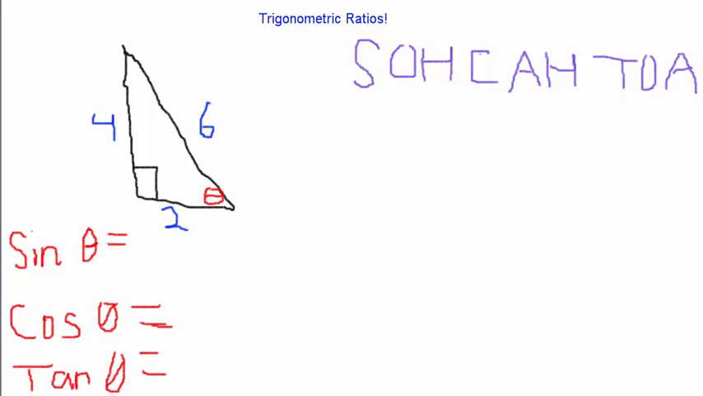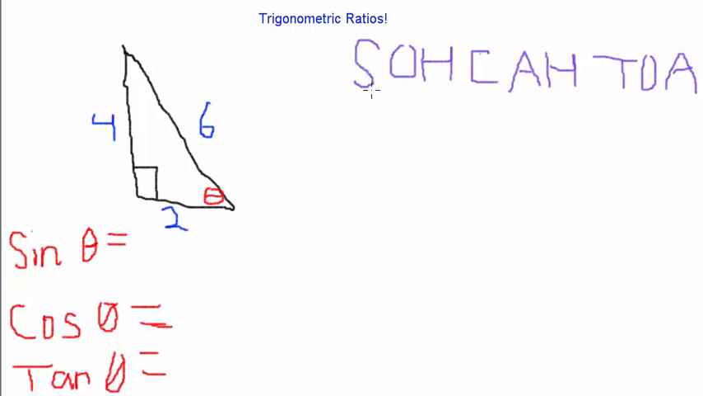Hello everybody, today we're going to be dealing with trigonometric ratios in our journey in geometry. So what exactly are trigonometric ratios? Well, we have the first three here, which are the sines, the cosines, and the tangents. And so we can find these values using the mnemonic SOHCAHTOA. And what does this mean?